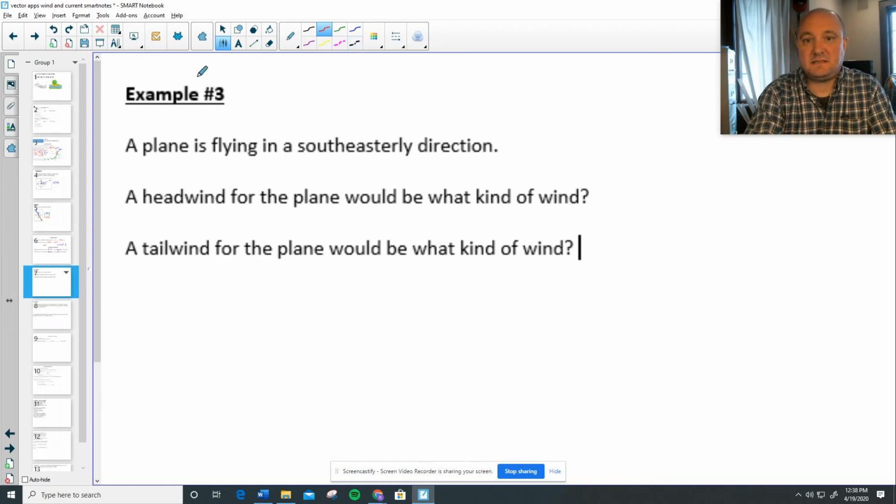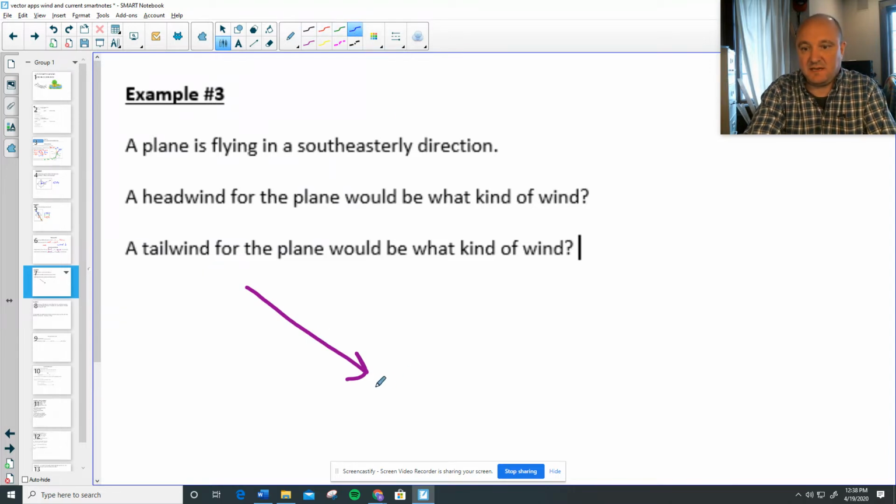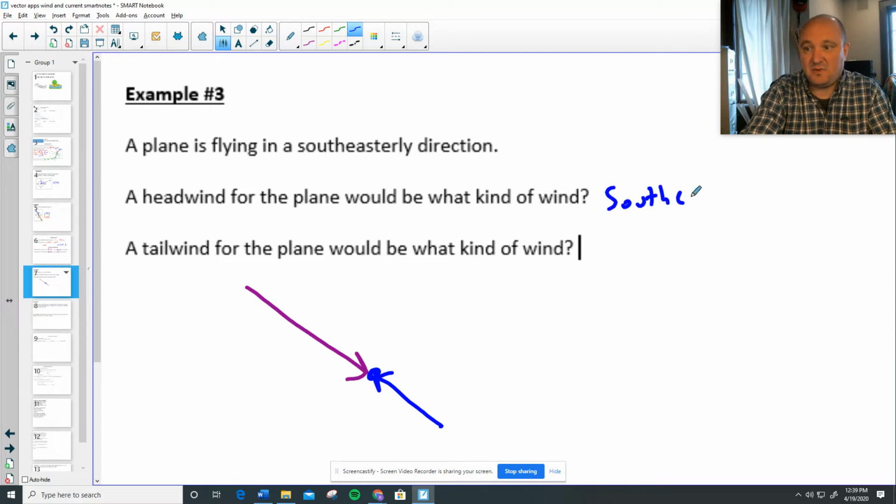Okay, so let's look at examples 3 and 4. A plane is flying in a southeasterly direction. So the plane is flying this way. All right, a headwind for the plane would be what kind of wind? Well, a headwind is blowing into your face. A headwind is blowing that way. And we always talk about the direction that the wind is coming from. So if you're right here, the wind is coming from this direction. That is southeast. So the headwind would be a southeast wind.